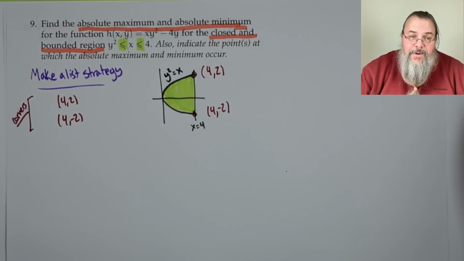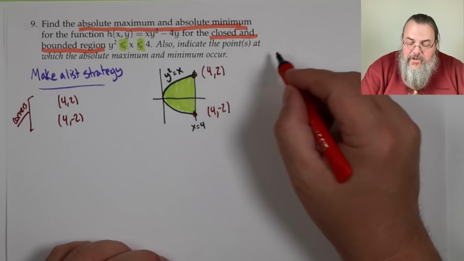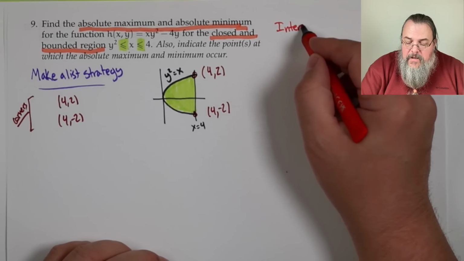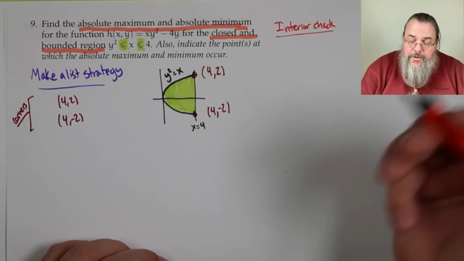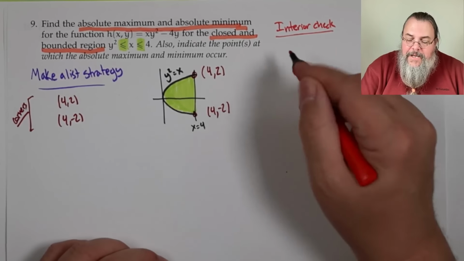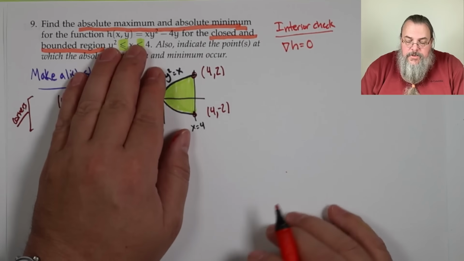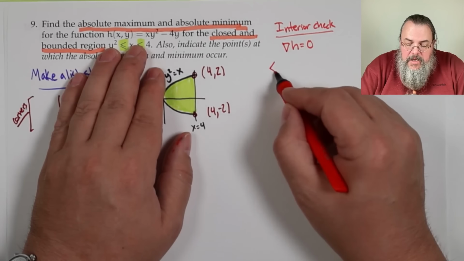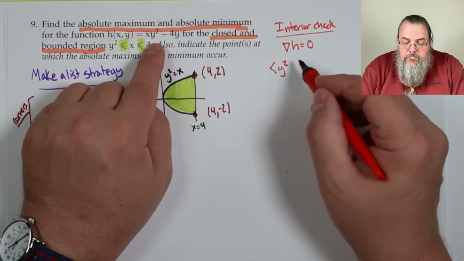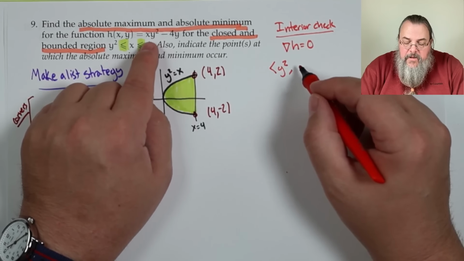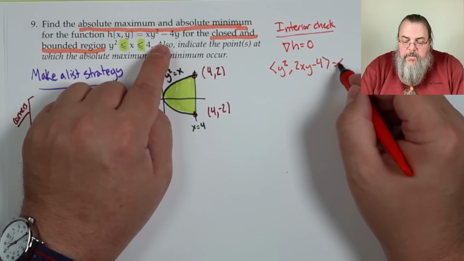Now, what else do we need to check? Well, we have to check the interior. So the interior check, that's one where we say, well, what point could look like a potential absolute max or absolute minimum? Where could it occur? And for that, we look at where the gradient equals 0. So here's our function. We take the derivative with respect to x, y squared, and that's it, comma, take the derivative with respect to y, 2xy minus 4. All right, that has to equal (0, 0).